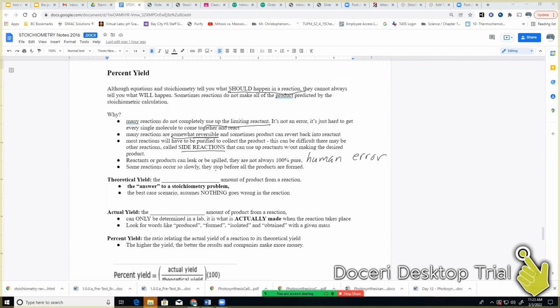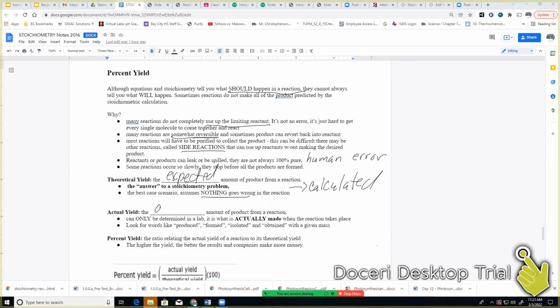So your theoretical yield is the expected amount of product from a reaction. It's the answer to your stoichiometry problems, and it's the best case scenario if everything was perfect and nothing goes wrong. So this one is your calculated amount.